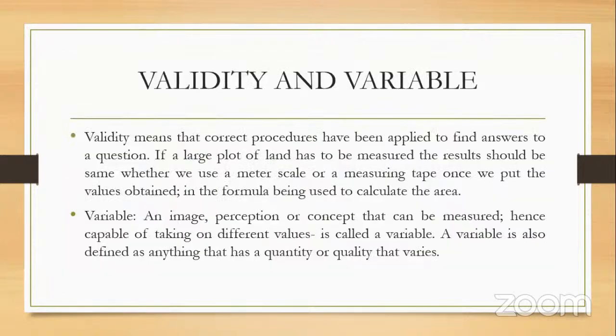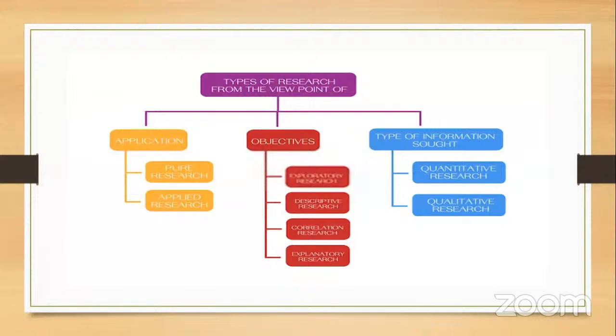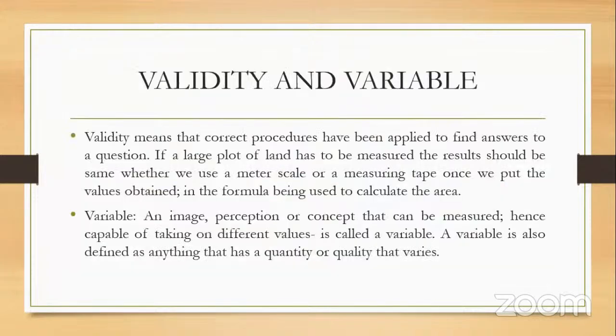Before we proceed to discuss the types of research in detail, we should know two important things, validity and variables, because again and again you are going to use these two words. Variables play an important role when you are conducting research. If you want a good result, the variables have to be observed very keenly.